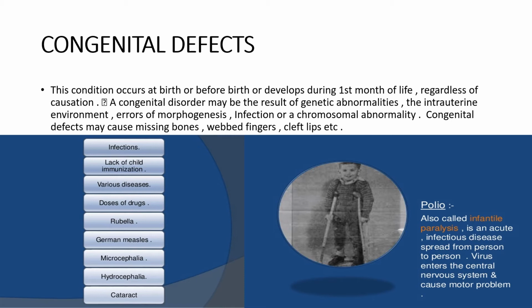It may be due to infection, lack of child immunization, various diseases, doses of drugs, diseases like rubella, German measles, microcephaly, hydrocephalus, and cataract. As you can see in the figure, polio, also called infantile paralysis, is an acute infectious disease spread from person to person. The virus enters the central nervous system and causes motor problems.